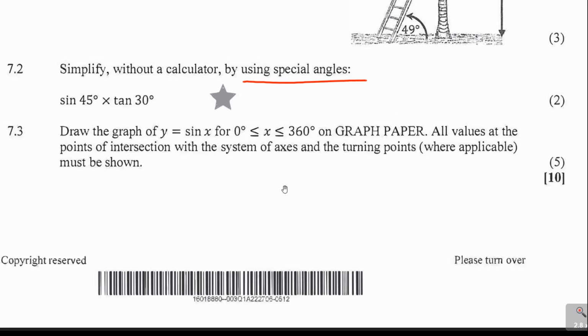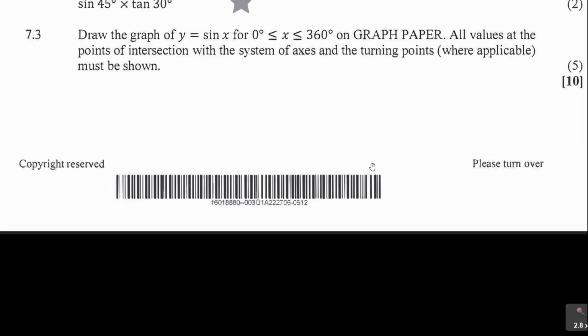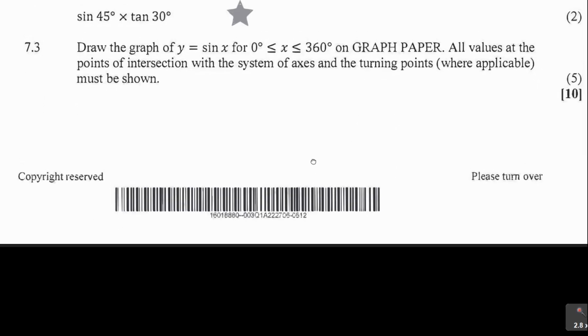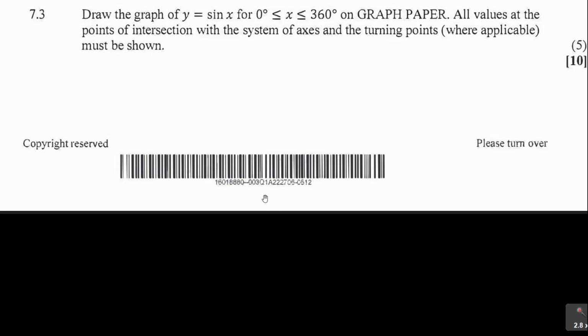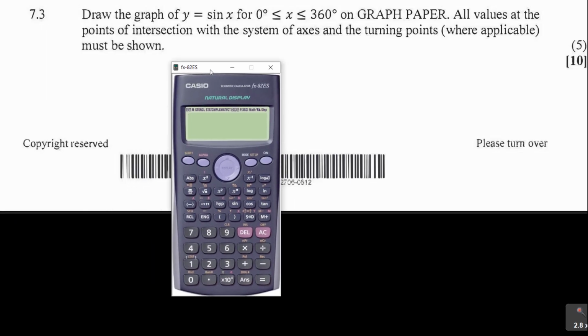So that was that. Let's look at question 7.3. It says draw the graph of y is equal to sine x for 0 is less than or equal to x is less than or equal to 360 on graph paper. All values at the point of intersection with the system of axes and turning points where applicable must be shown. So here, most probably I will encourage you, when you are drawing this graph, to use this. It's a simple graph that you can draw. It's the calculator that will assist you.